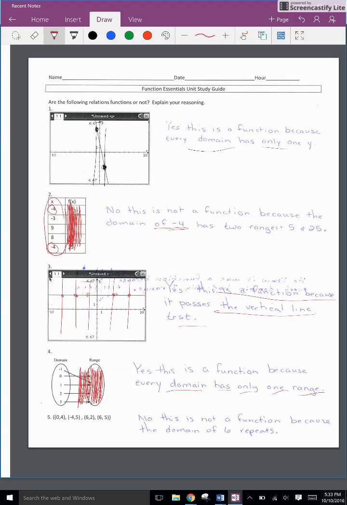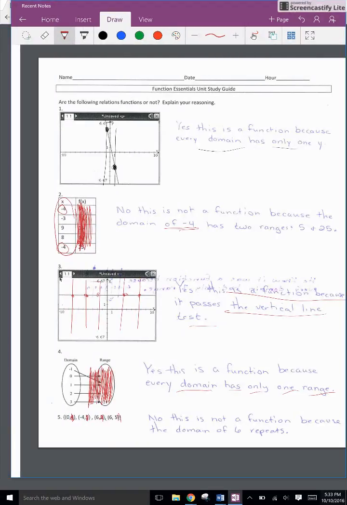Now for number 5, it's just a set of ordered pairs. So once again, you could cover up the y's. And then just look at the x's. I see 6 repeating, so I know that it's not a function. Or you can make a mapping diagram, or you could plot, or you can make it a table. It's really your choosing, whatever way you learn best.